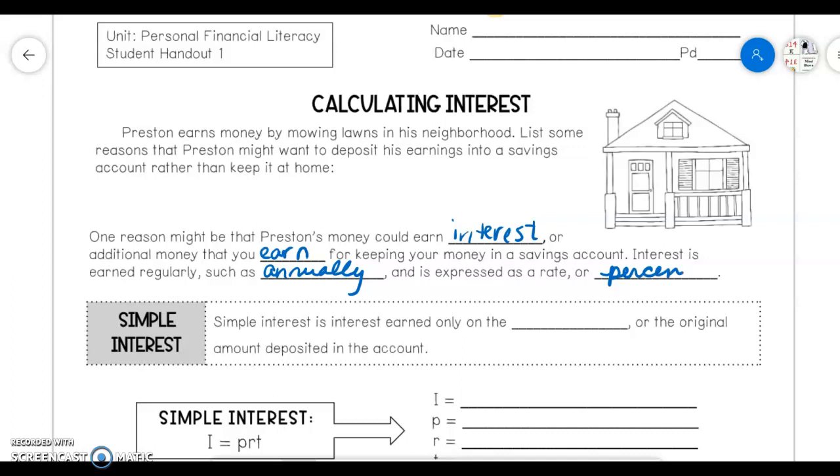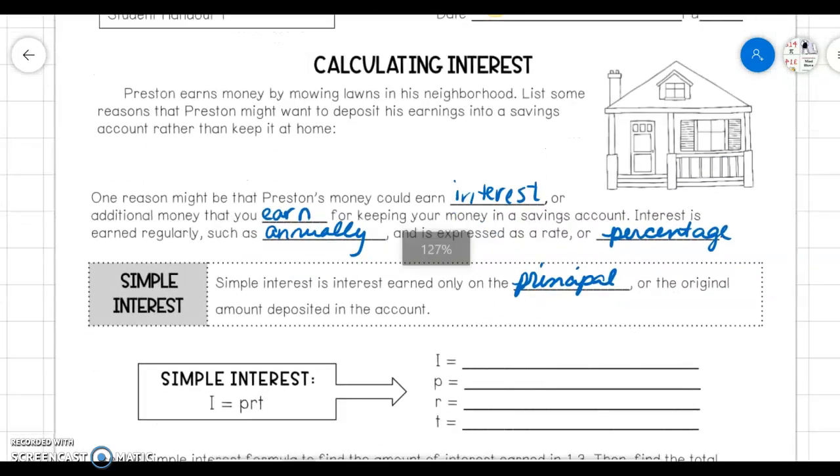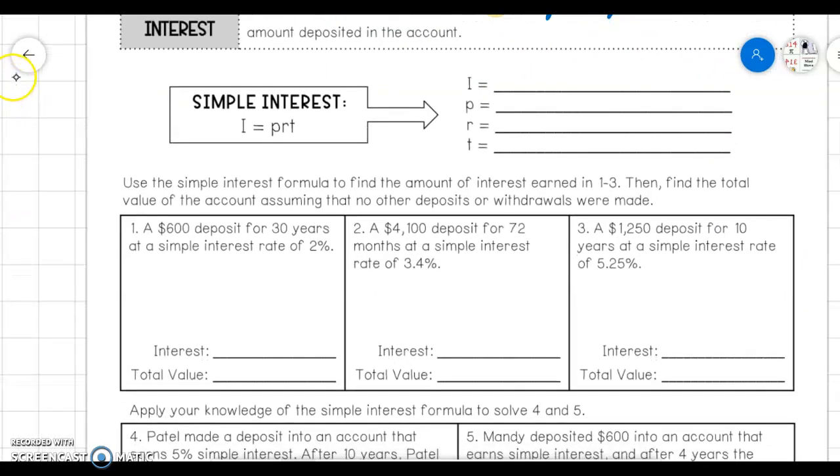When we talked about this, we looked at different bank websites and we looked at what actual interest rates were. Simple interest is interest earned only by the principal, or the original amount deposited in the account. So we talked about what our formula for simple interest was.